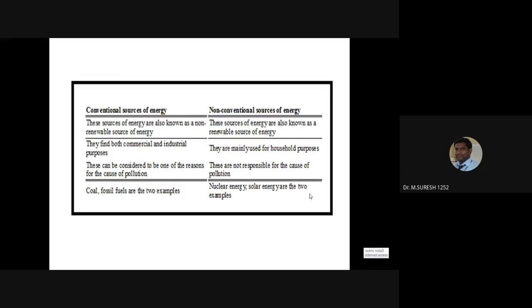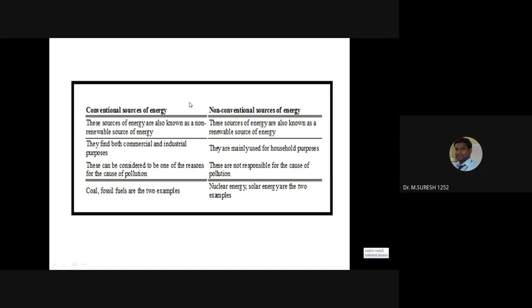The next one: conventional sources of energy can be used for both commercial and industrial purposes. That means coal, petrol, diesel, whatever we use in a conventional system, may be useful for commercial and industrial purposes. It may be asked as a 1 mark question: which energy can be used for commercial and industrial purposes? You can write conventional sources of energy, or non-renewable energy sources. When compared to the conventional sources of energy, non-conventional sources are mainly used for household purposes only.